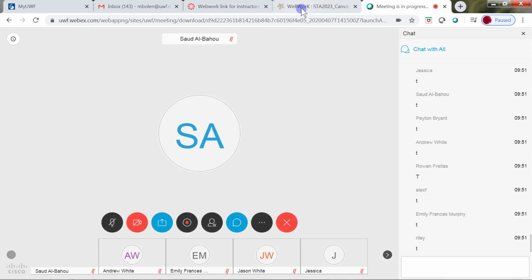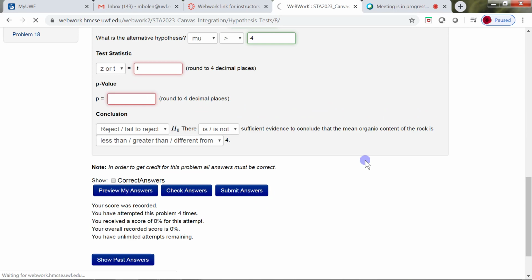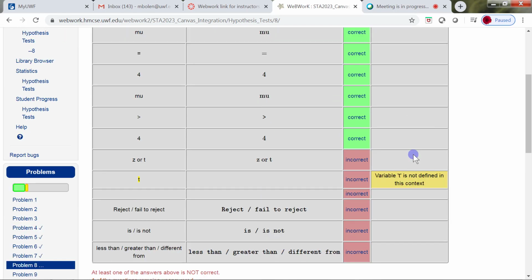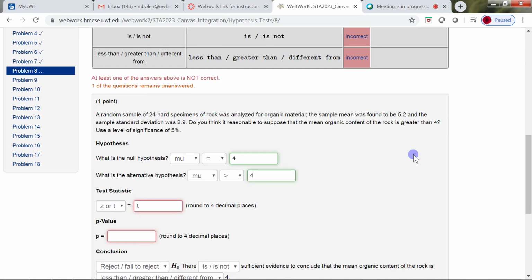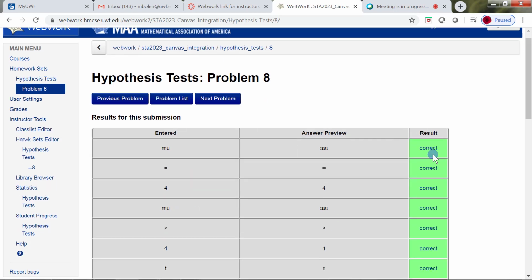Yep, excellent. Okay, so we're going to put in a T. And then it says find the p-value. So let's find the p-value here. Did I put the T in the wrong spot? Oh, I guess I did. Sorry, I thought that went there. I guess it goes here. There we go. Let's try that again. Submit answer. There we go.